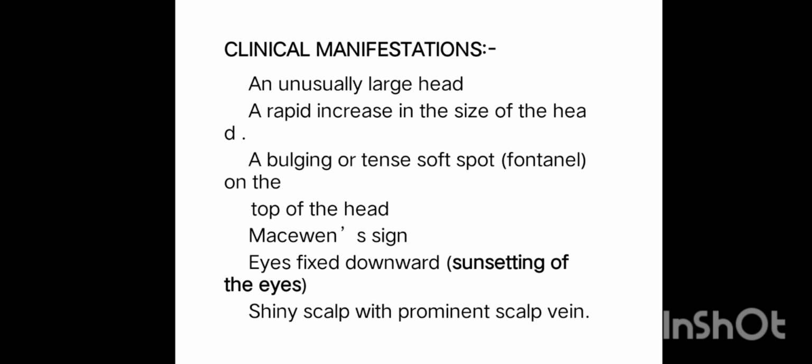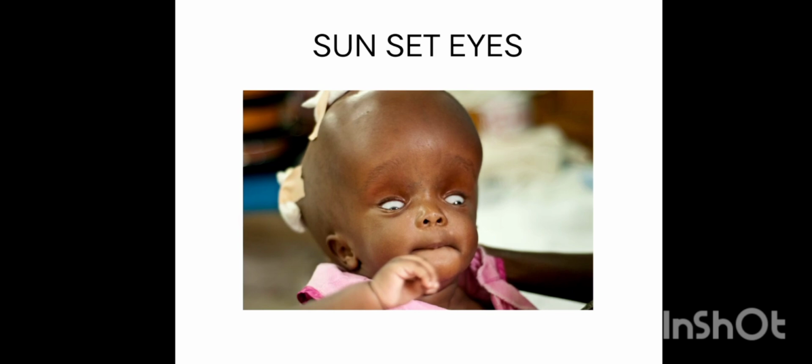So these all are the clinical manifestations of the hydrocephalus. So sunset means how the sunset will be. In the same manner, the eyes of the baby will also look like a sunset of the eyes. So in this image it is very clear that the baby is having a sunset of eyes. You can see now the baby is looking downwards. So this is the very prominent and cardinal feature of the hydrocephalus.